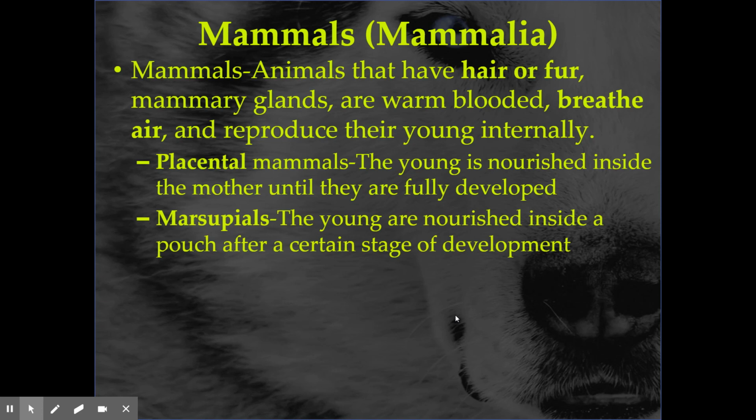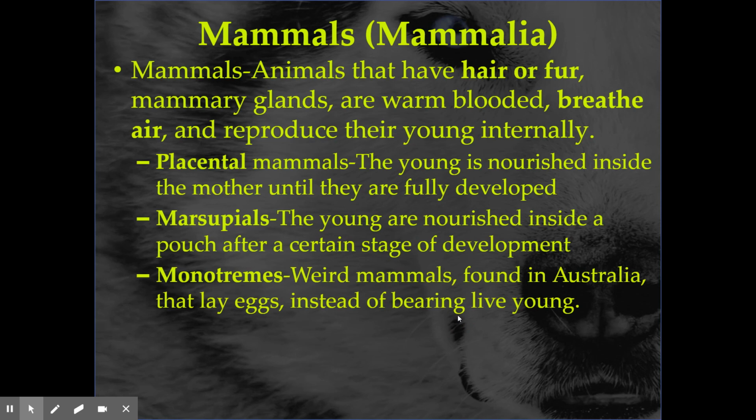Marsupials, which Australia tends to be large on, though they're not exclusive there. The young are nourished inside a pouch after a certain stage of development. So they'll give birth to very immature young, enough where they can crawl up to the pouch, find a nipple, and then hang out there and finish their development.